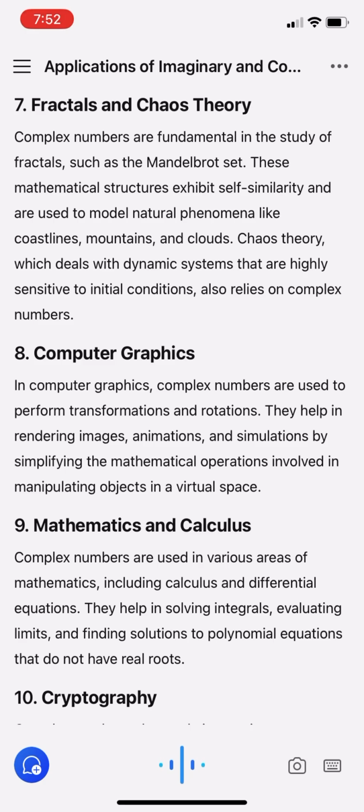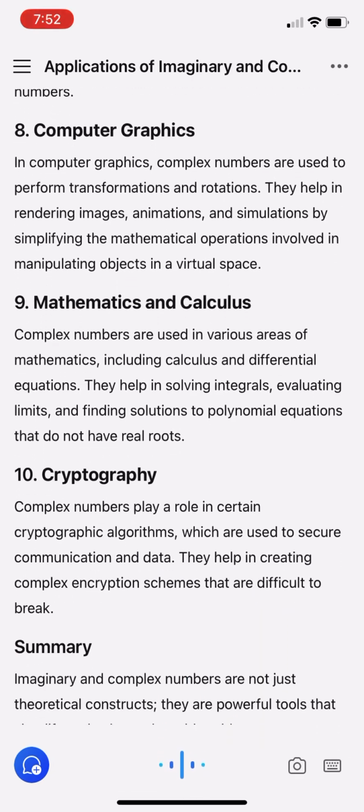8. Computer graphics. In computer graphics, complex numbers are used to perform transformations and rotations. They help in rendering images, animations, and simulations by simplifying the mathematical operations involved in manipulating objects in a virtual space.